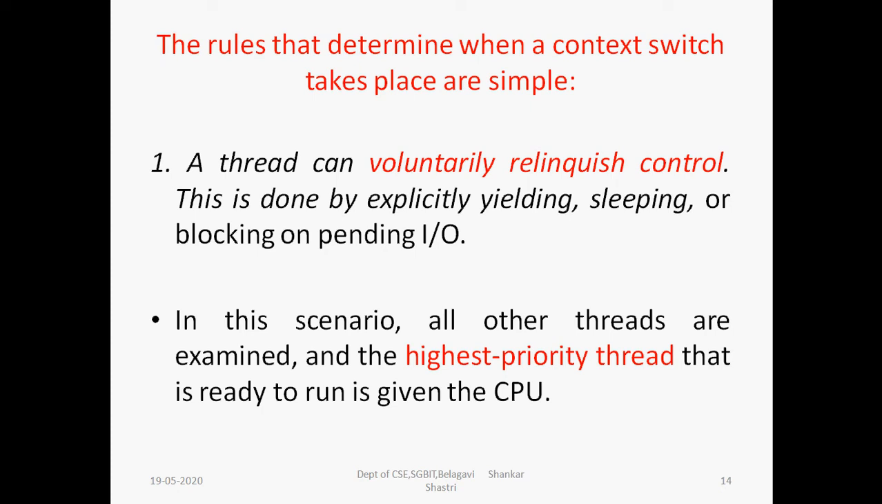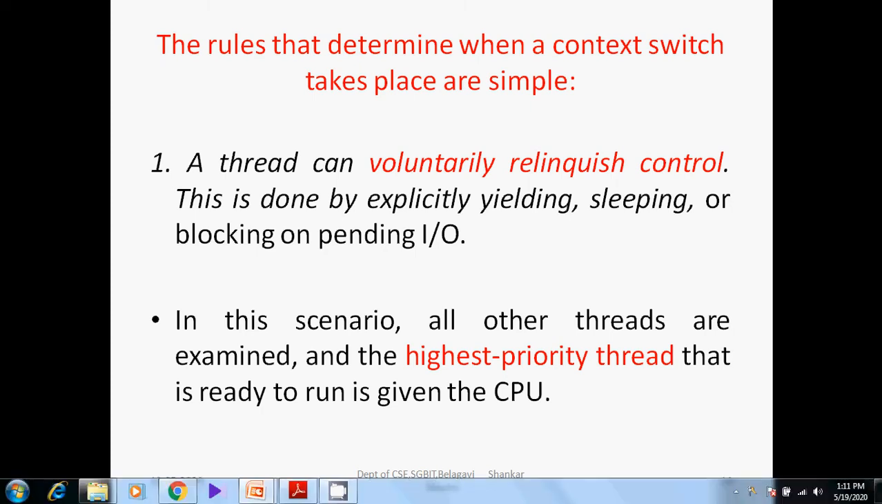See slide number 14. A thread can voluntarily relinquish control. Voluntarily relinquish control means the thread automatically releases the CPU. This is done by explicitly yielding, sleeping, or blocking on pending IO. A thread can yield, or sleep. It has to go for some period of time to sleeping, meaning it is not doing any useful work in that time. Or block means it may be waiting for some input and output operations, pending input and output operations. So this is the first condition.